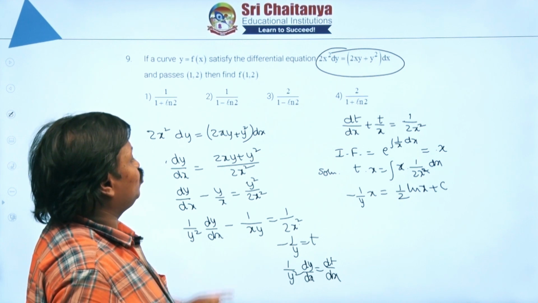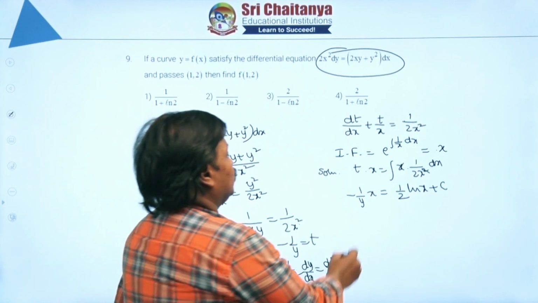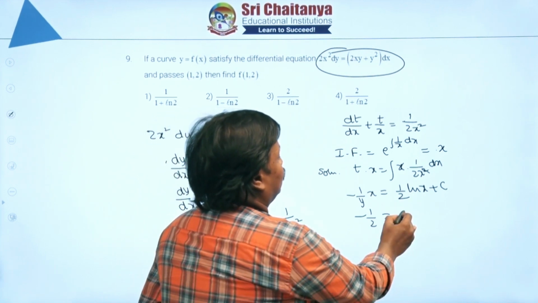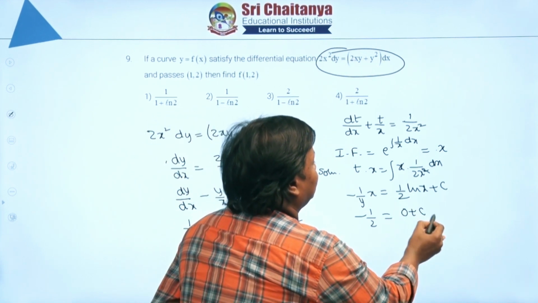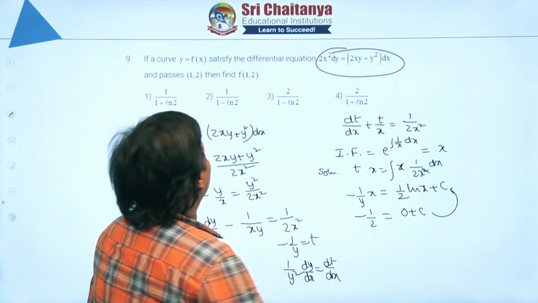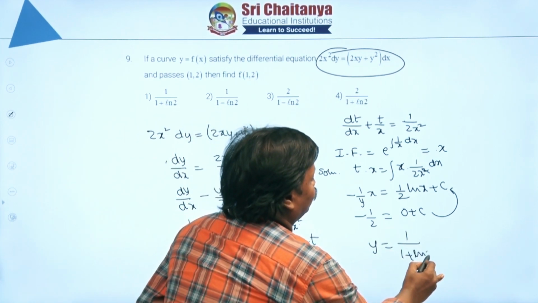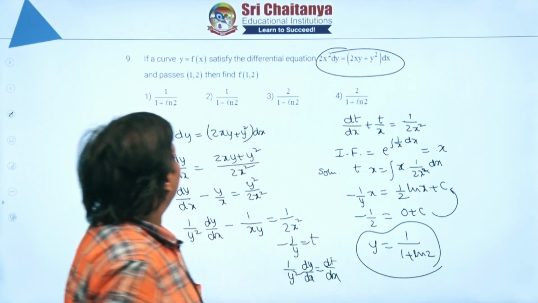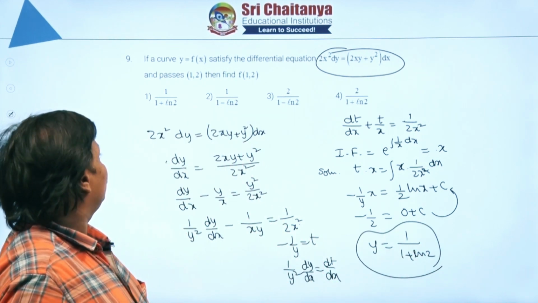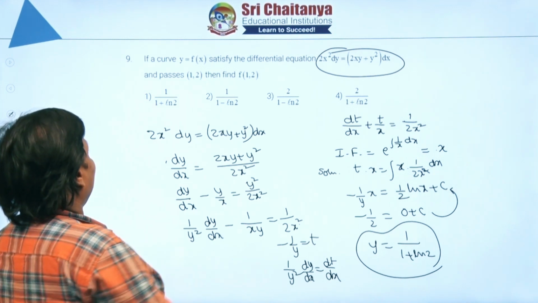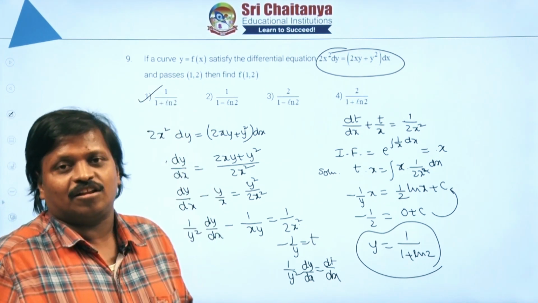So, if you substitute 1 comma 2 here, it will become now minus 1 by 2 equals 0 plus c. This c if I substitute here, you will get the value of y as 1 by (1 plus ln of 2). So, it is a little bit time taking question. You can solve it easily by the standard method only. So, my answer is 1 by (1 plus ln of 2).